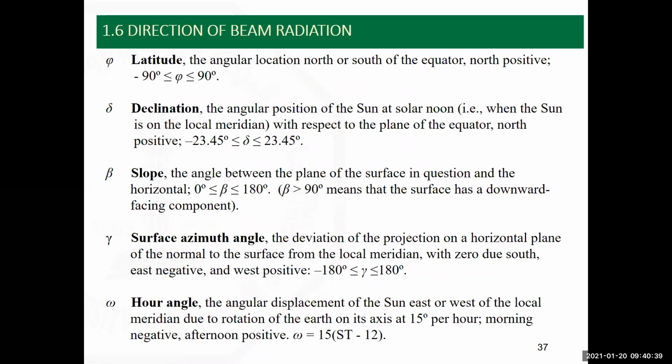Yes, here it is. The hour angle omega is 15 into the local time minus 12, or the solar time minus 12. Solar time is, for example, 10:30. 10:30 minus 12 is minus 1.5. So omega is 15 into minus 1.5. So the answer is minus 22.5. So this is the hour angle.